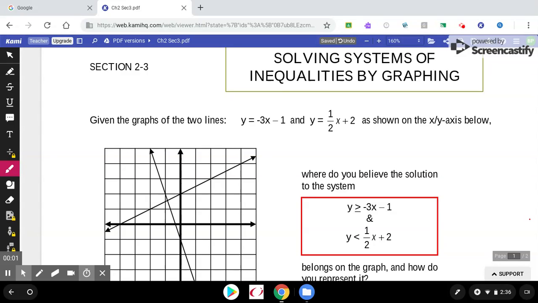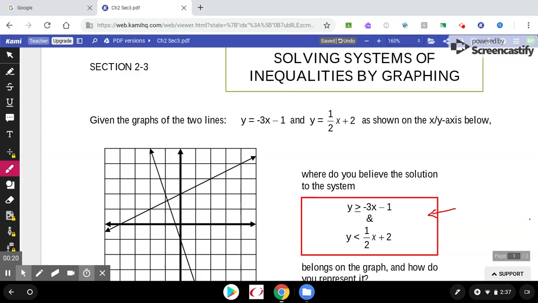Third and final section of Chapter 2 notes, solving systems of inequalities by graphing. So back to graphing we go. This is what we're talking about right here in this box. If you see some inequality signs, we basically have to graph them. You can't pull out the substitution method or elimination method this time.